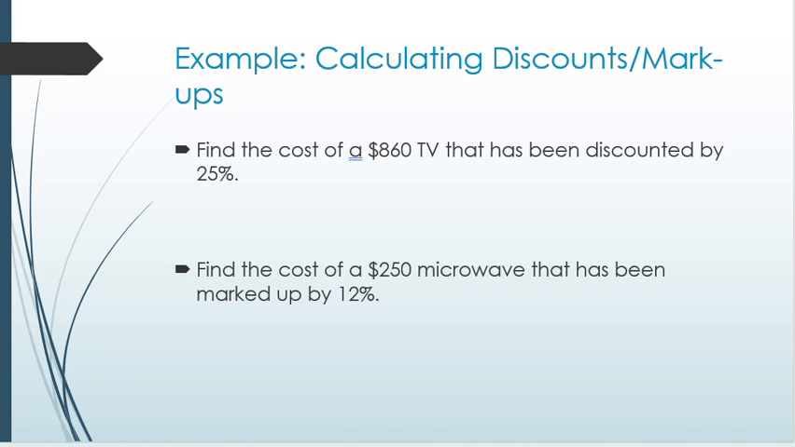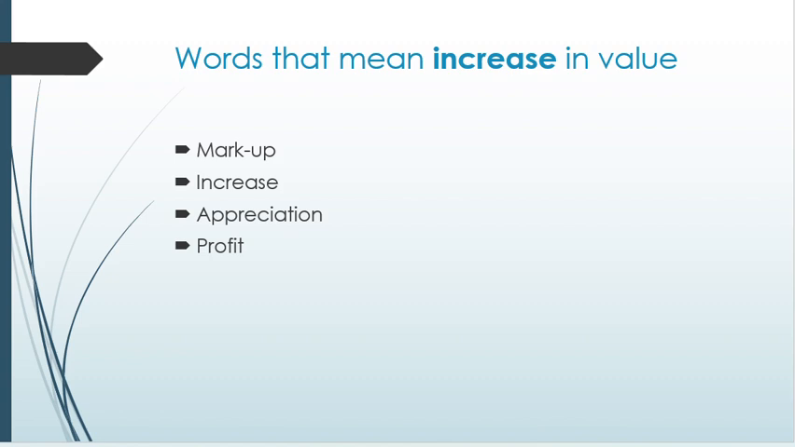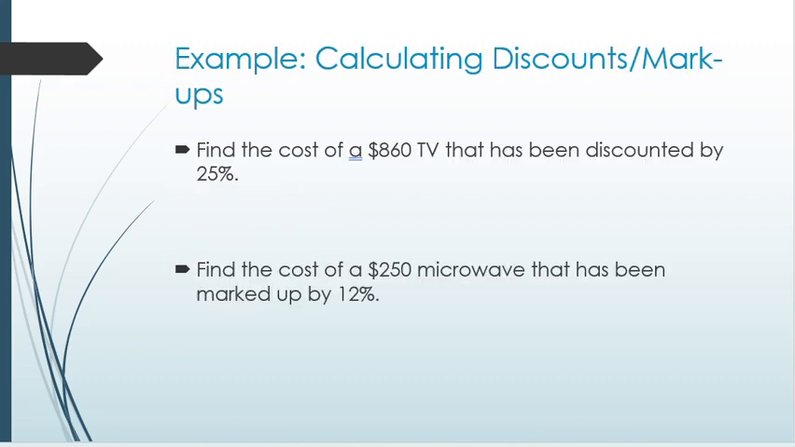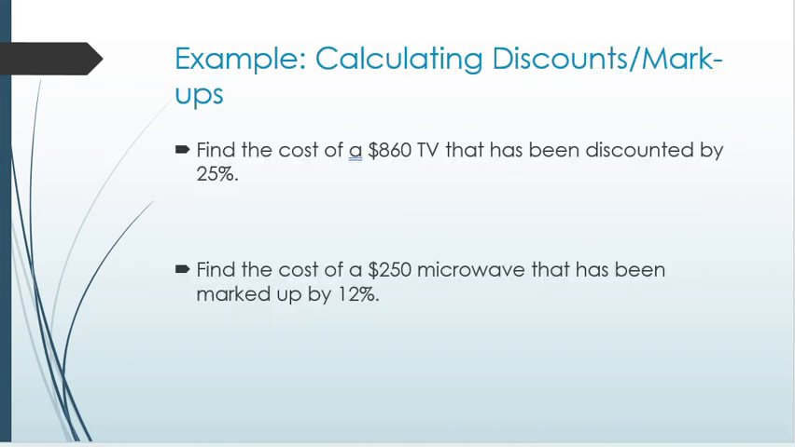Now, in your example, when you're trying to calculate discounts and markups, just remember the keywords here. Discount is a decrease in value and a markup means an increase in value. So you need to understand which words correlate with what. And you're going to apply the same exact steps that we covered earlier. So over here, just read the question carefully. Find the cost of an $860 TV that has been discounted by 25%.